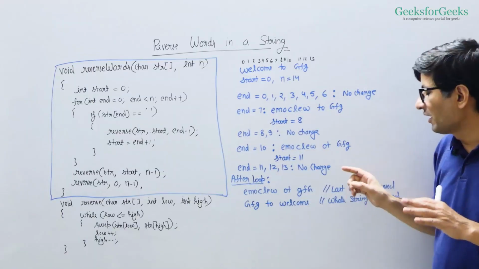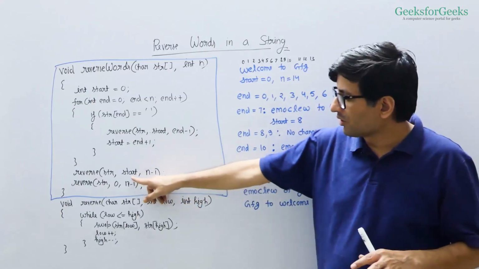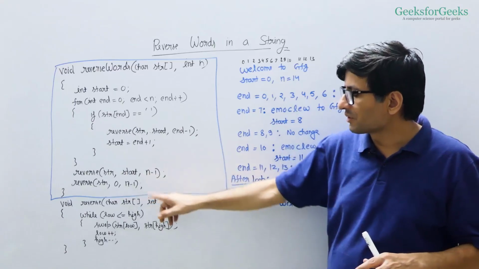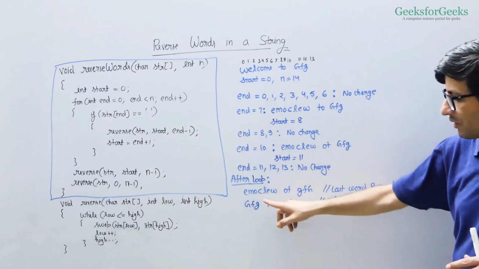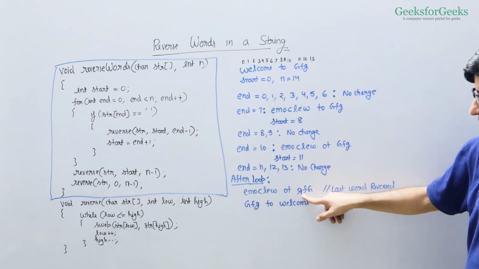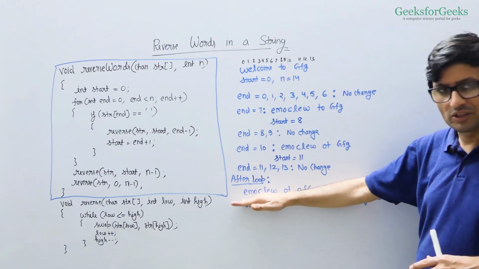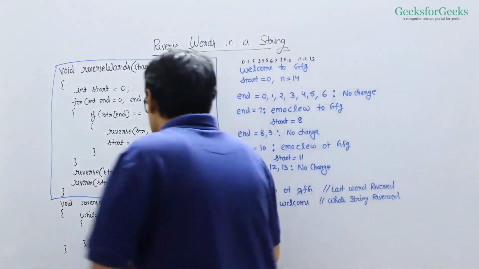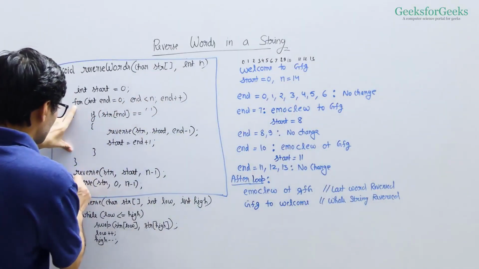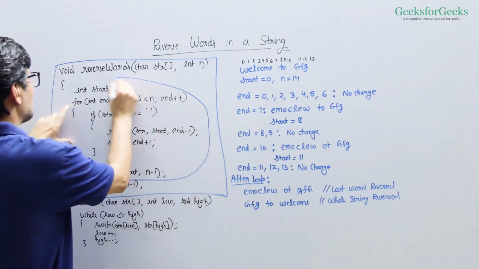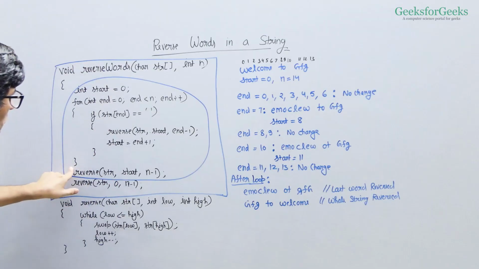So we reverse the last word by making a call to start to n minus 1, and after reversing the last word our string becomes this, right? So we have reversed all individual words at this point after we are finished with the loop and finished with the statement. So this is the first phase of our code. We have reversed individual words.